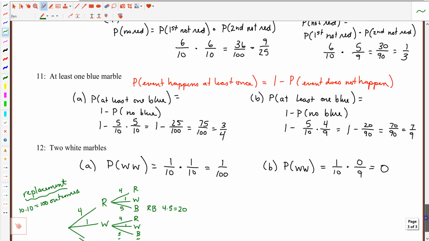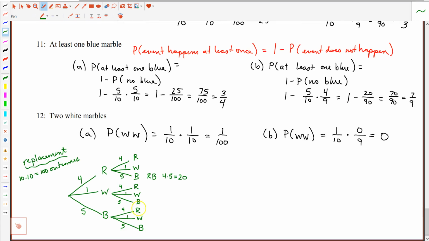Okay, so you can use this tree then to kind of visualize some of the outcomes, and then you just put the counts along the branches. Now let's take a look at what this tree would look like without replacement.